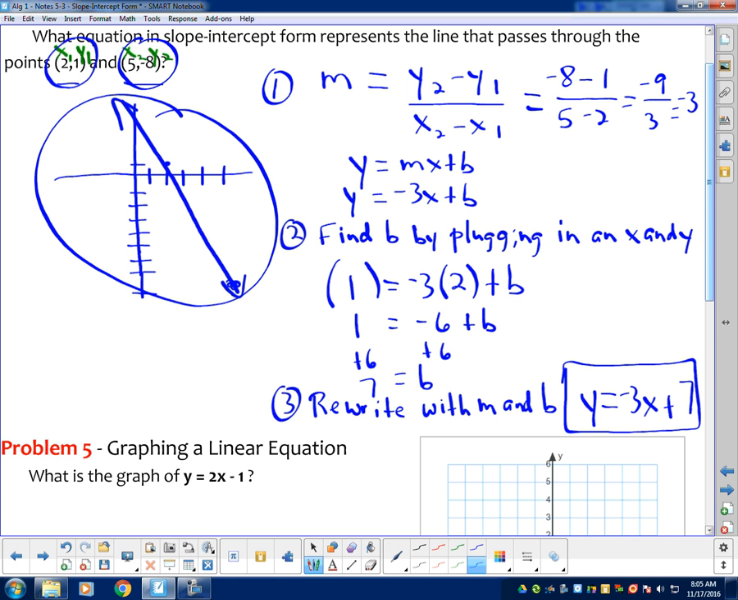Find m using the formula here for slope, which is in your notes. That's what we studied last time. Then find b by plugging in an x and a y to the y equals mx plus b equation. That's what we did right here. And we solved for b. Once we have m and b, we rewrite the equation, plugging in negative 3 for m and 7 for b.